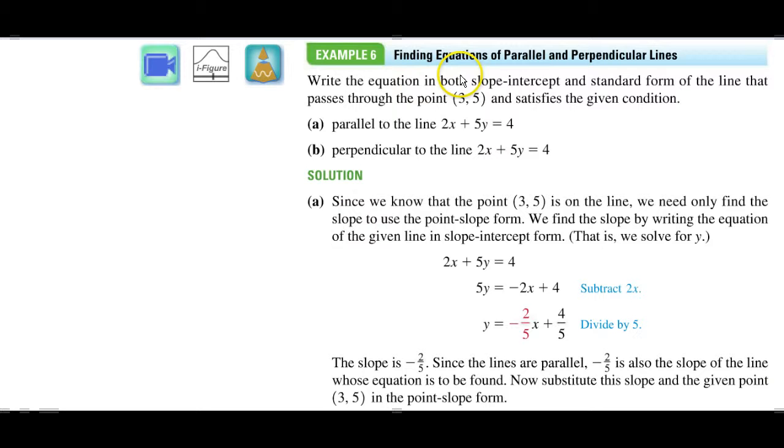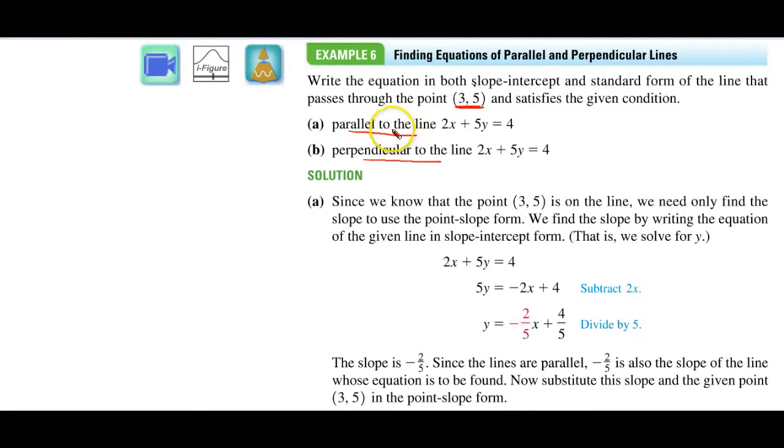Now here they want you to find the slope-intercept and standard form of the line that passes through this point and satisfies the given conditions. Well, these equations are the same, but we want a line first that's parallel and goes through that point, and one that is perpendicular and goes through that point. So again, what do you do?